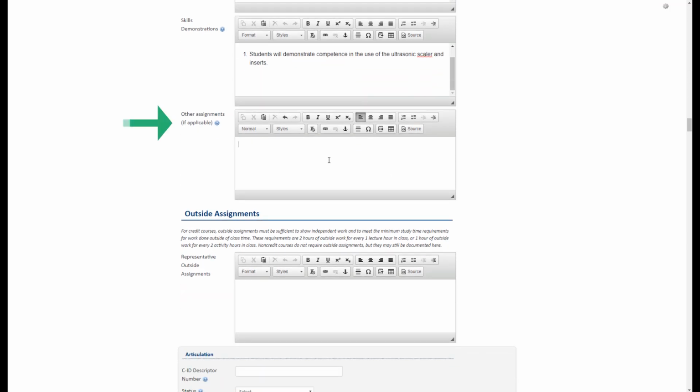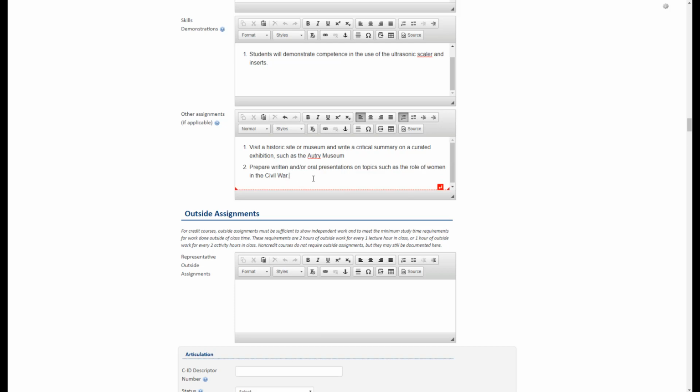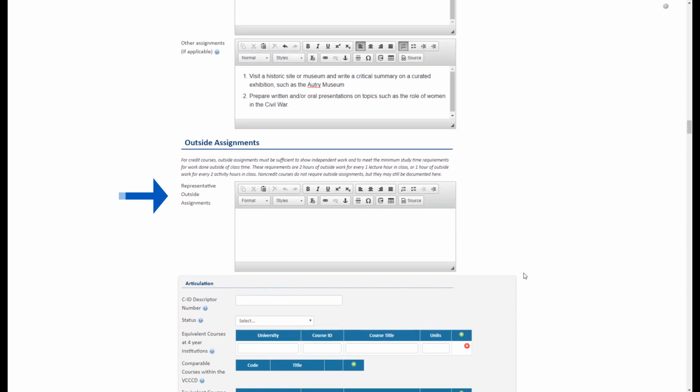For other assignments, list any assignments that do not fit in the categories above. For instance, visit a historic site or museum and write a critical summary on a curated exhibition such as the Autry Museum. And another example would be prepare written and/or oral presentations on topics such as the role of women in the Civil War. And finally, we have representative outside assignments.